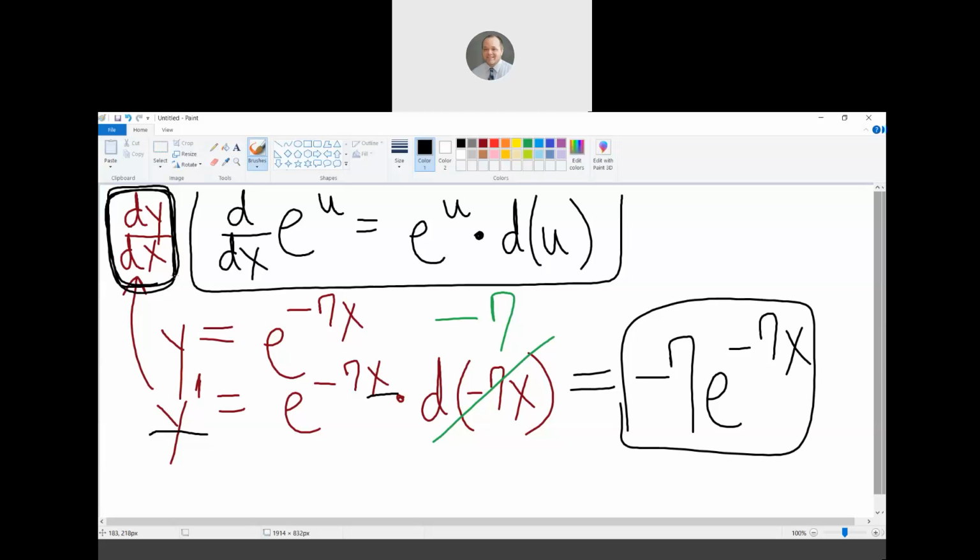Okay. And you cancel your x's out from the x in parentheses and the x that's in the exponent, right? Oh, no, sir. Actually, we took the derivative of our exponent. Okay. So the derivative of negative 7x is just negative 7. Right. Okay. All right. I see the pattern.